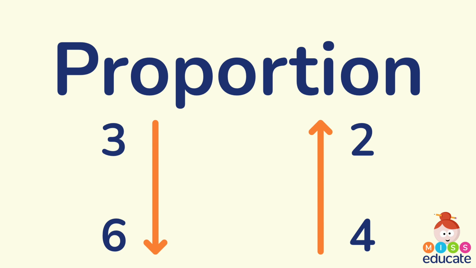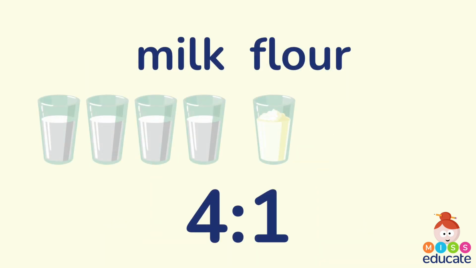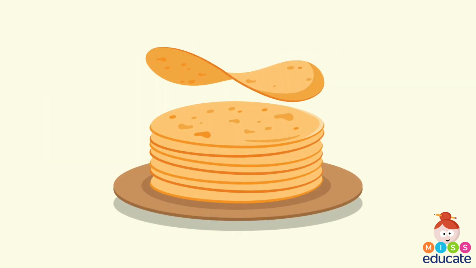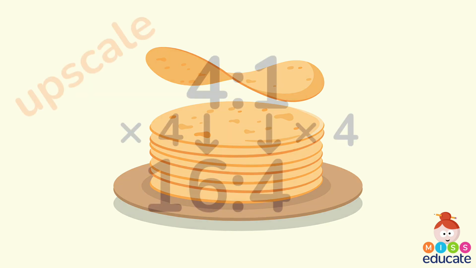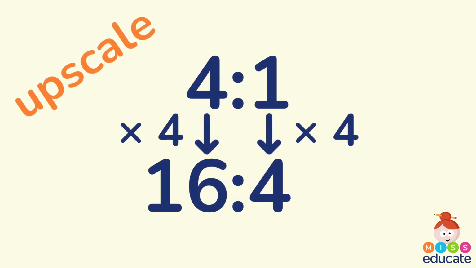So we're going to pretend that we're making something, and for that recipe we need 4 cups of milk to every 1 cup of flour. But we want to make pancakes for a lot of people. That 4 cups of milk to 1 cup of flour, that's probably not going to be enough for the amount of people that we want to make pancakes for. So we're going to upscale that ratio.